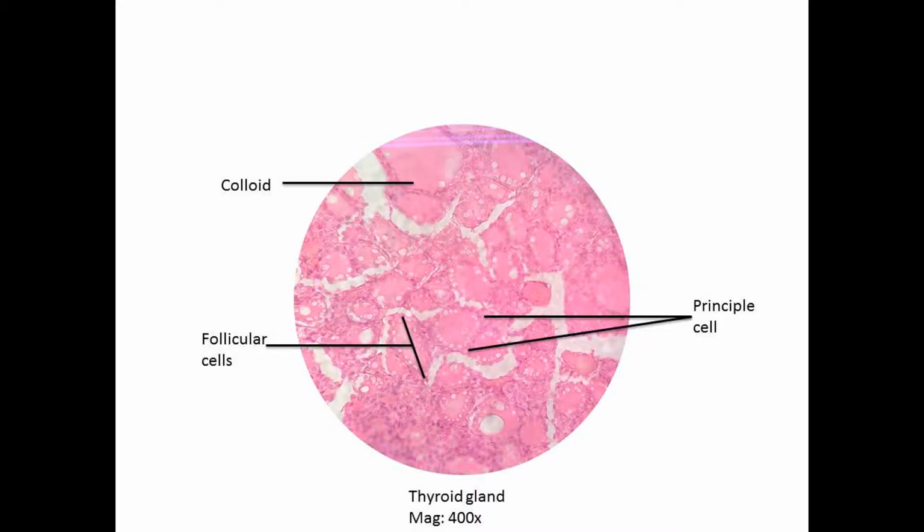Okay, we can find the colloid, the follicular cells, and the principal cells in the slide of the thyroid gland.